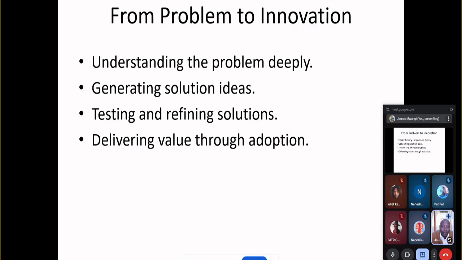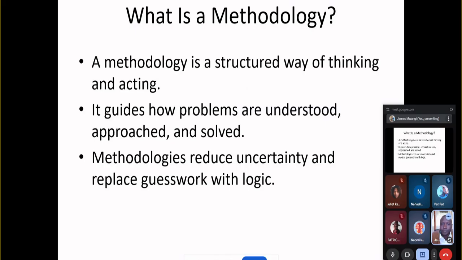Then you have to deliver. Finally, after you have selected the best solution, that solution will not become an innovation unless it delivers value through adoption. So you have to package your product and give it to the users, and the users accept it, they see it is good, and they adopt it, and they can now buy from you. That's when it becomes an innovation, when it is useful to them and it has impact.